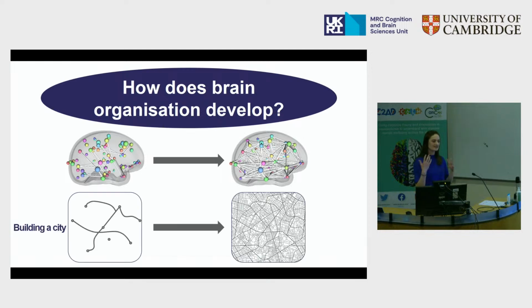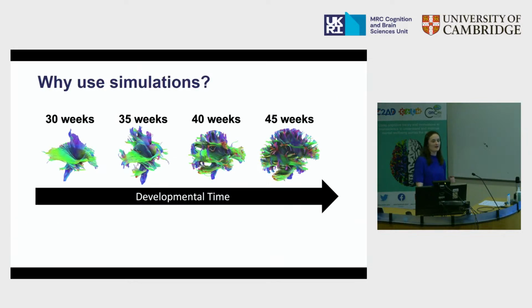You could think about it the same way you could think about a city. If you have a new city with a few roads, how and why would you choose to make roads that connect different parts of that city? And this is where simulations become very helpful. So these are connectomes of infants, and as you can see visually, the amount of connections being added in these infants is rapid on the scale of just weeks.